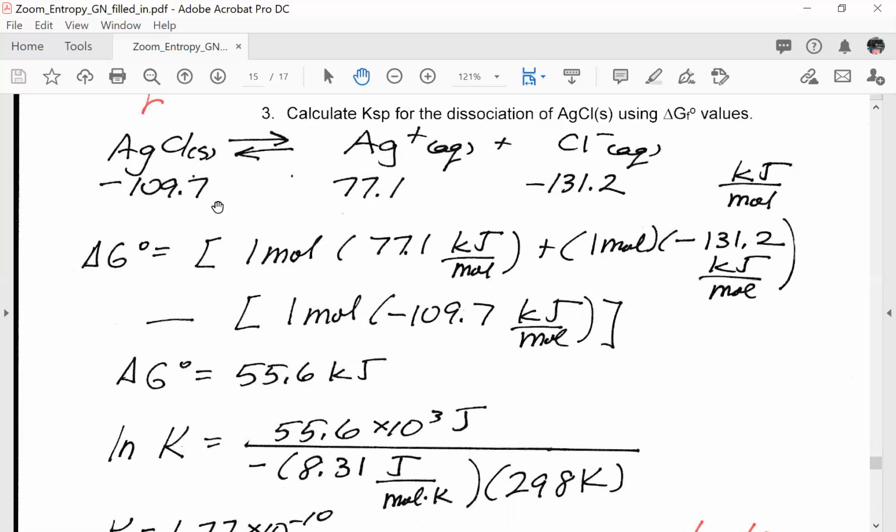Everything's 1. So our delta G at standard state is 1 mole. This is our products. So 1 mole times 77.1 kilojoules per mole plus 1 mole of minus 131.2 kilojoules per mole. So this is products. Minus our reactants. 1 mole times minus 109.7 kilojoules per mole. We get our delta G is 55.6 kilojoules.